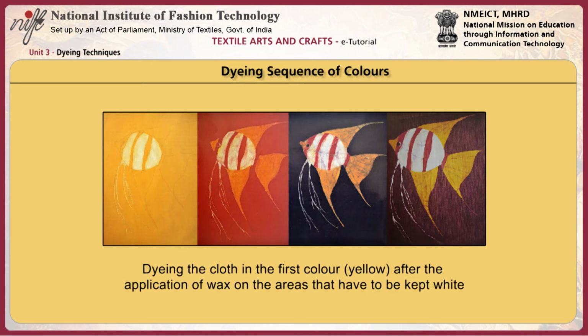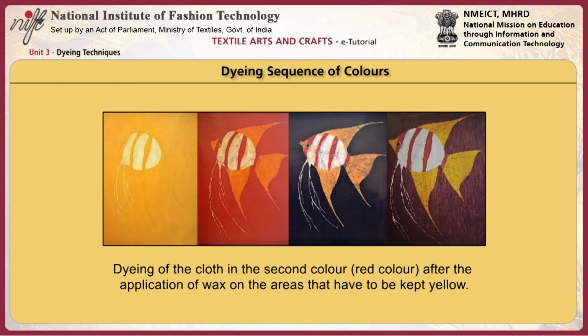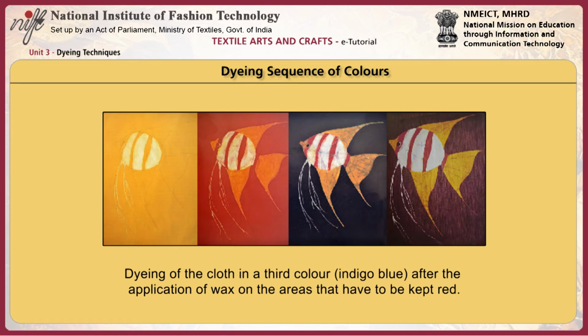Dyeing the cloth in the first color, which is yellow, after the application of wax on the areas that have to be kept white. Dyeing the cloth in the second color, that is the red color, after the application of wax on the areas that have to be kept yellow. Dyeing of the cloth in a third color, indigo blue, after the application of wax on the areas that have to be kept red.